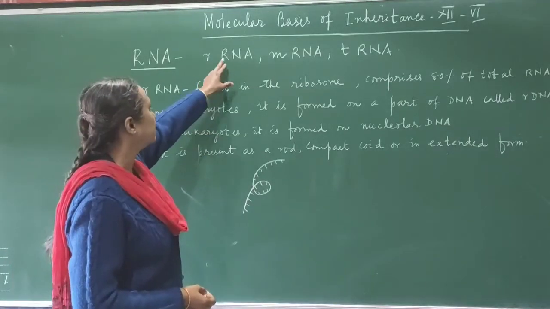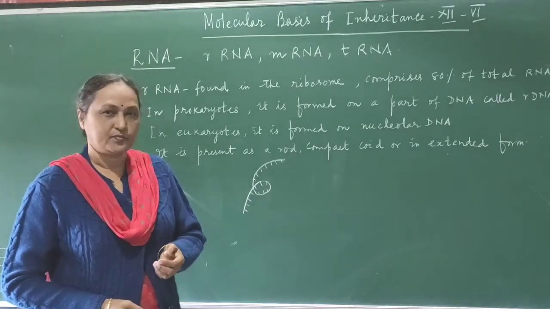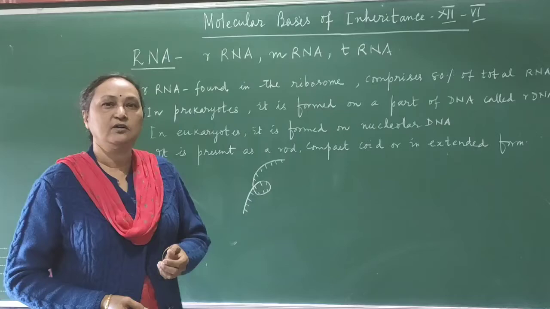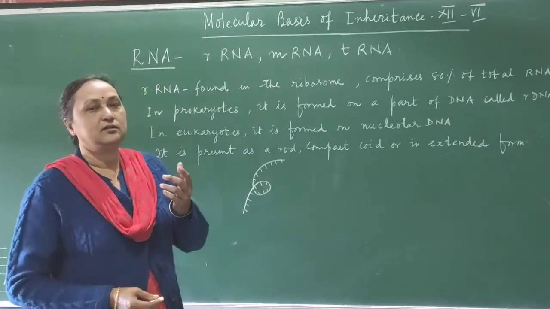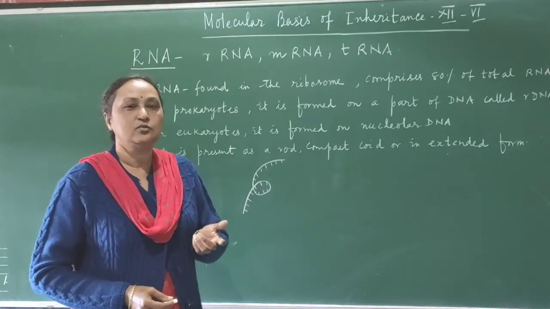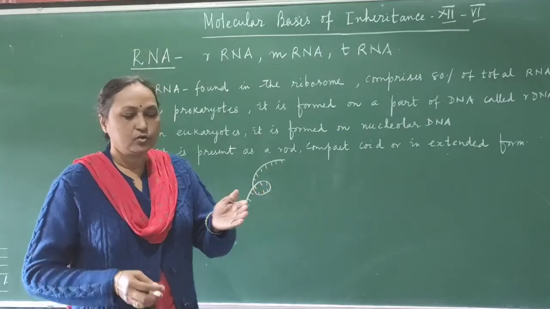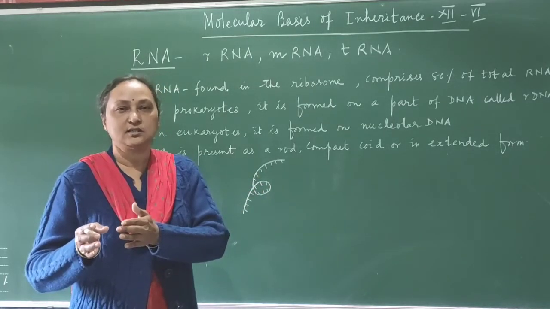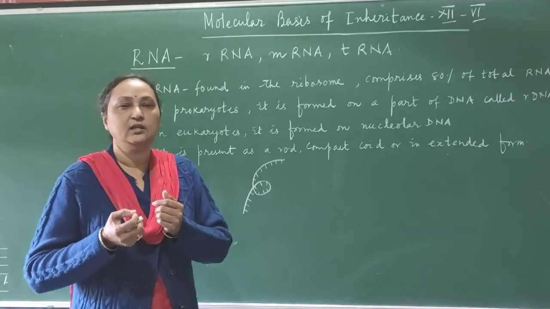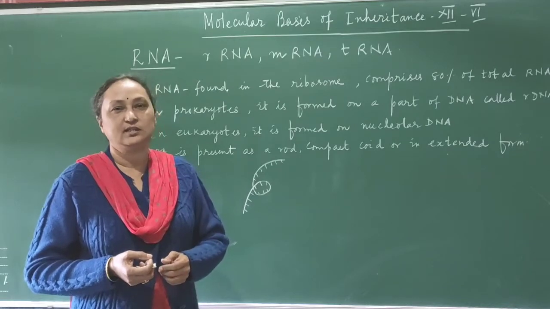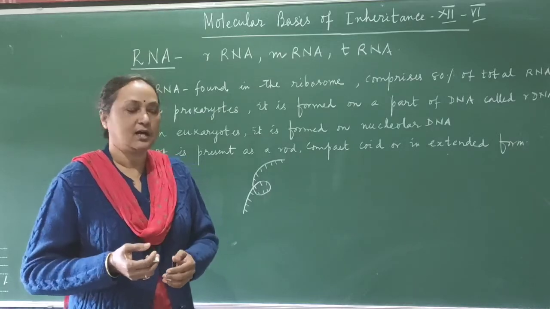So what is the function of the ribosomal RNA? The ribosomal RNA is found in ribosome, and it helps in the formation of ribosome. Then the messenger RNA, the function of the messenger RNA is to transfer the message or the information from DNA to the site of protein synthesis, that is ribosome. So it is getting the information from the DNA about what kind of protein will be synthesized. So as it is carrying message, the name is given messenger RNA.